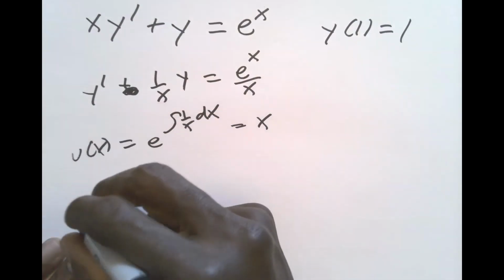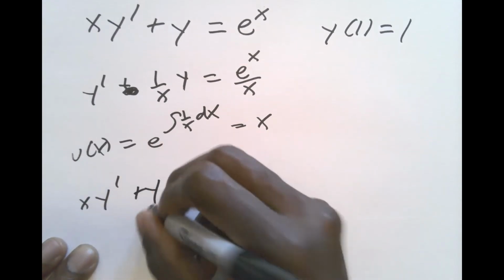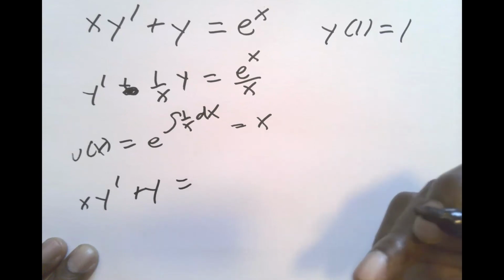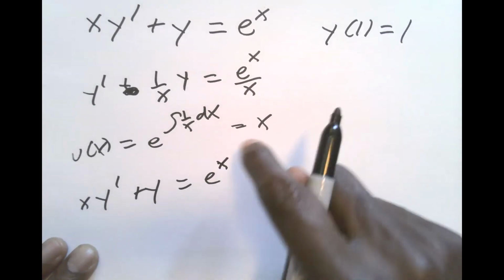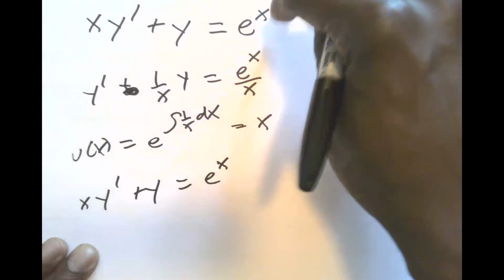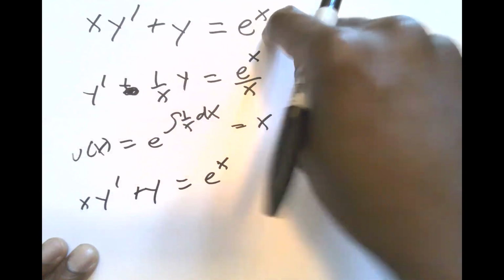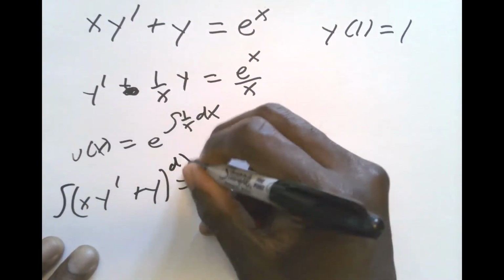So we're going to multiply everything by x. And so this will be x times y prime plus y equals e to the power of x. So if you notice, once we multiply by the integrating factor, it actually went back to the form that the problem was initially in. But it's a beautiful thing. We'll go ahead and integrate.